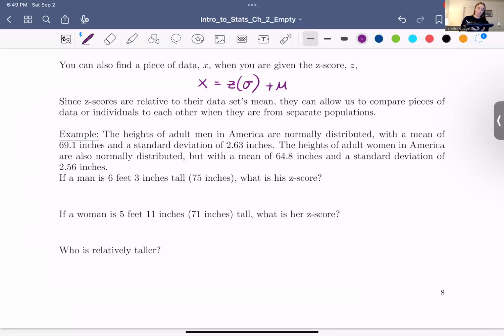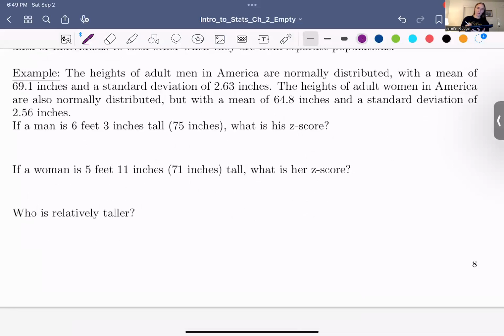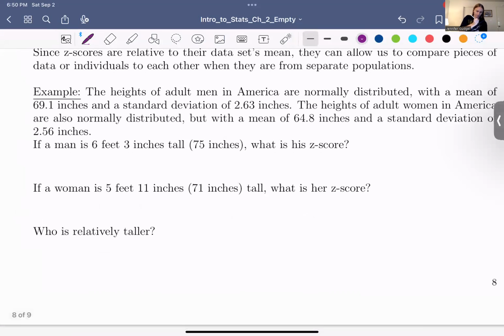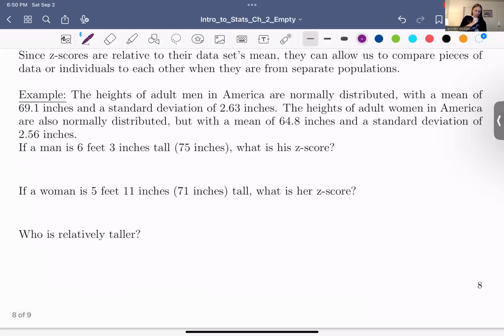Let's look at an example. The heights of adult men in America are normally distributed with a mean of 69.1 inches and a standard deviation of 2.63. So we're given here the mean. I'm going to write it right up above: 69.1 and the standard deviation of 2.63. This is for the men.